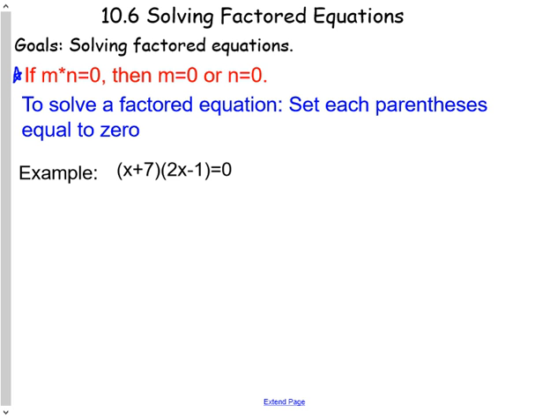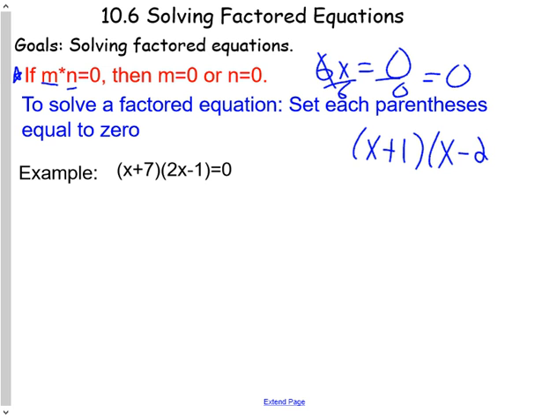If m times n is 0, then m equals 0 or n equals 0. For example, if two numbers are multiplying and we know they multiply to equal 0, one of those numbers has to equal 0, right? One or the other. Well, this is going on with variables. If we have 6 times x is 0, we'll divide by 6, and x has to be 0. But what if we're foiling and we have x plus 1 times x minus 2 equals 0? We're going to set each piece equal to 0 in order to solve. So that's kind of going over this sentence right here.